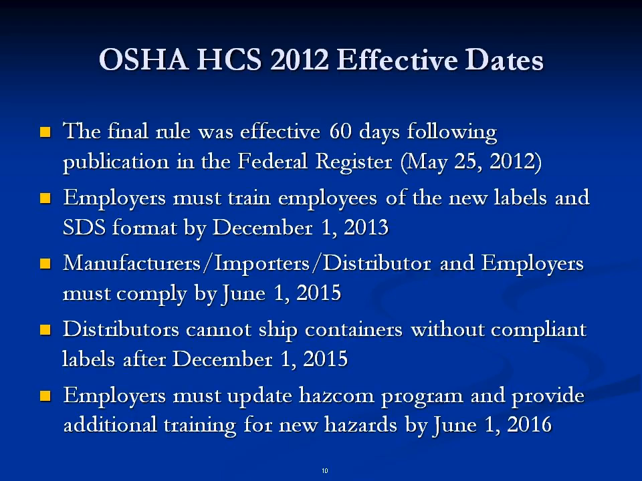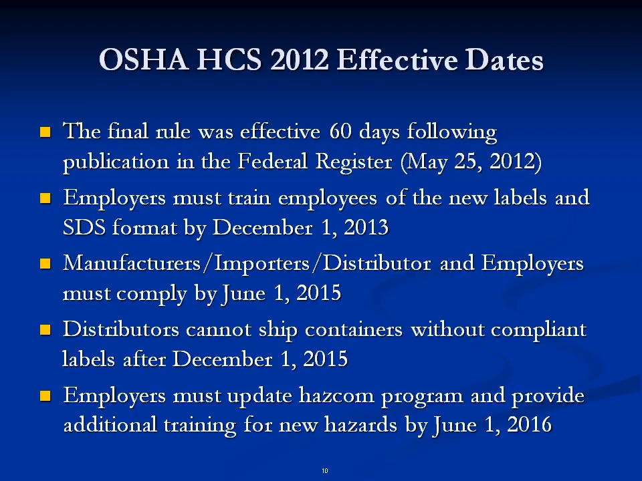The effect, as I mentioned, the standard was effective 60 days following publication, so that was May 25th. And the deadlines are on the slide here. So we've already passed the first important deadline where you were supposed to have trained all of your employees on the new labels and safety data sheet format, and that date was this past December 1st. The next big date, and the one that you're facing right now, is that you must comply with the requirements of the new standard. In other words, revising all your safety data sheets and all of your labels by June 1st, 2015. So we've got just about a year and a half to get all of that work accomplished.